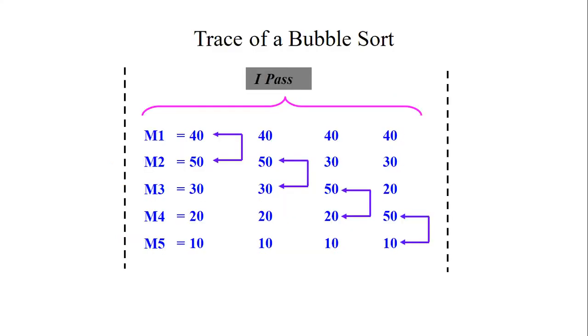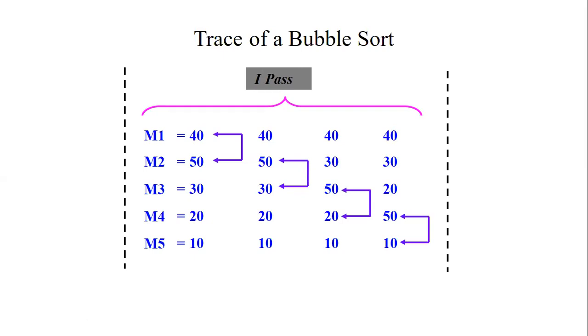Now we will illustrate this with the help of a simple example. Let us take five numbers which are to be sorted, located at five memory locations: M1, M2, M3, M4, and M5. The five numbers, let us consider, are 40, 50, 30, 20, and 10 respectively, located from M1 through M5. So the bubble sort will start like this.